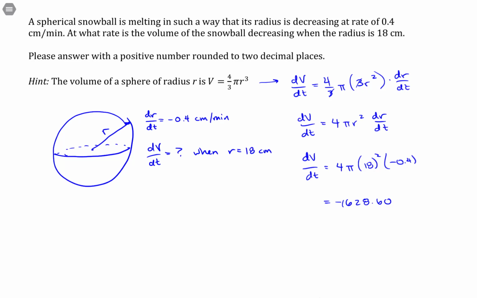Now, the question did say to answer with a positive number, so you can ignore the negative in this case, just because students often don't notice that if we are decreasing, you need to make that a negative derivative. They often will do the problem correctly, but just neglect that, and just for simplicity, we're allowing to remove the negative.